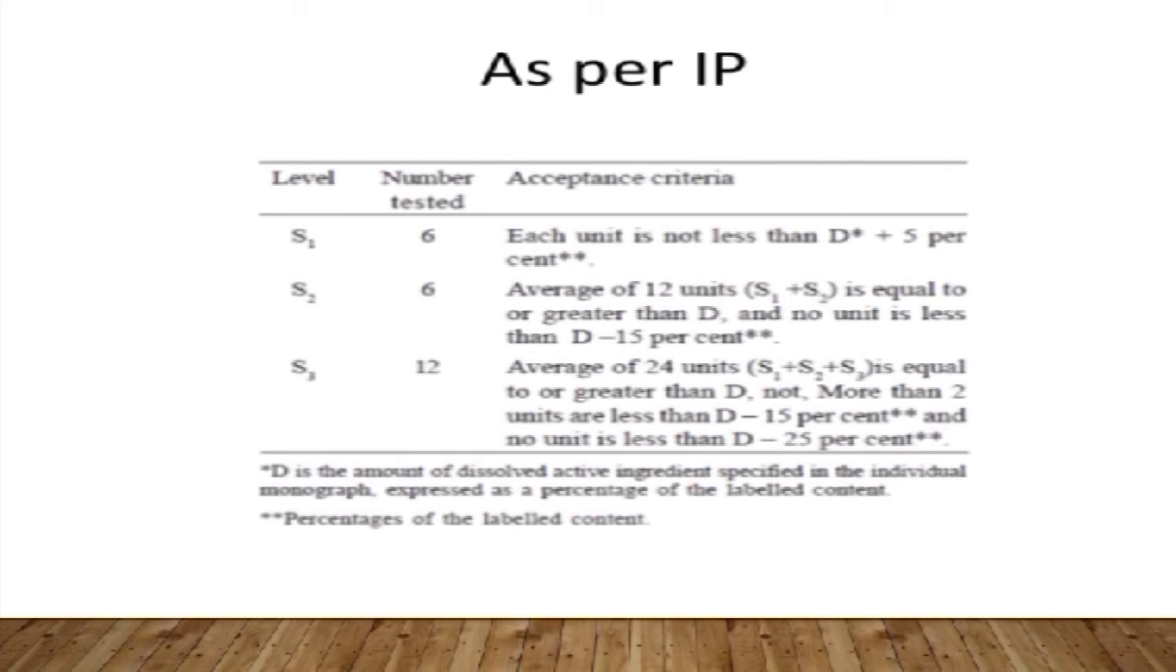It should be equal to or greater than D, and not more than 2 units are less than D minus 15%. That means D minus 15%, 50 minus 15, is equal to 35. In the range of 35 to 50%, only 2 tablets are allowed, and no unit is less than D minus 25%, meaning each individual tablet should be in the range of 25 to 50% only. If it is less than 25 or greater than 50, this criteria is not fulfilled and the test will fail. If it is fulfilled, the test will pass.